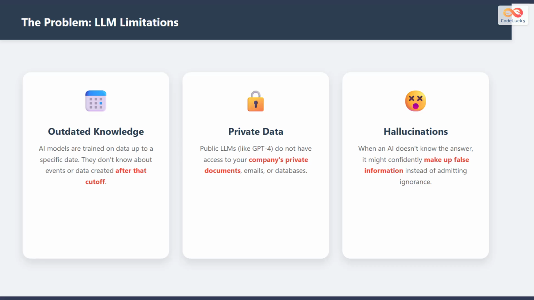Large language models like GPT-4 are incredible, but they have significant limitations. First, their knowledge is frozen in time based on when they were trained. Second, they have no access to your private company data or personal files. And third, when they don't know an answer, they might confidently hallucinate incorrect information.